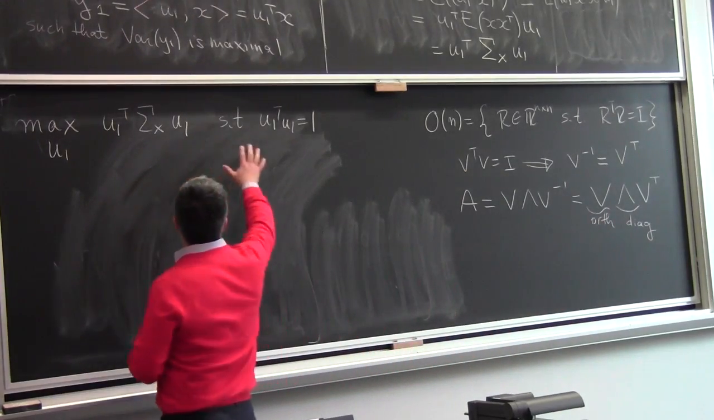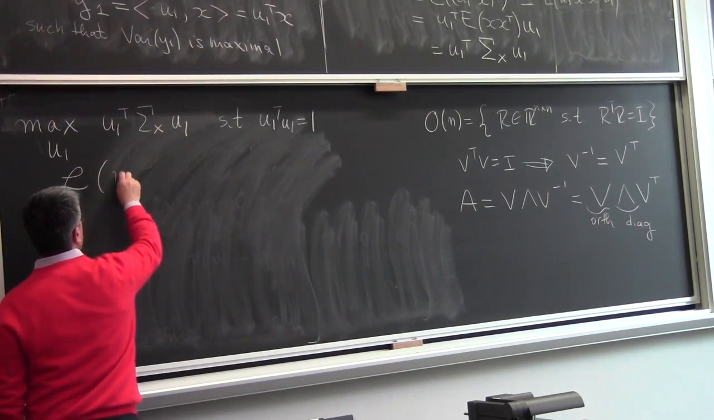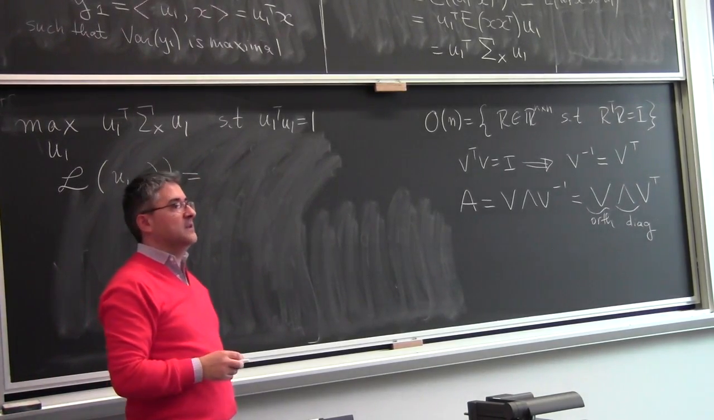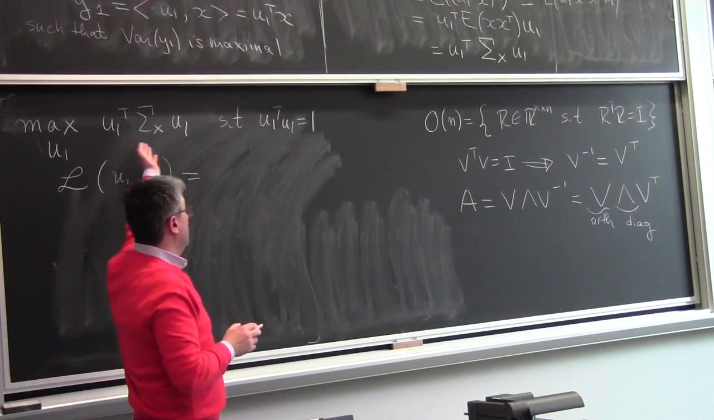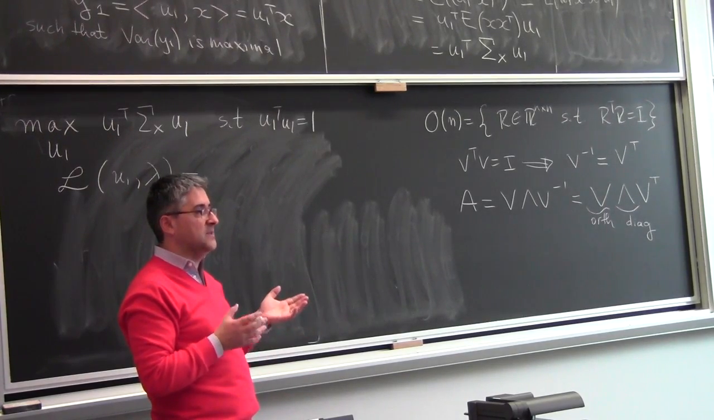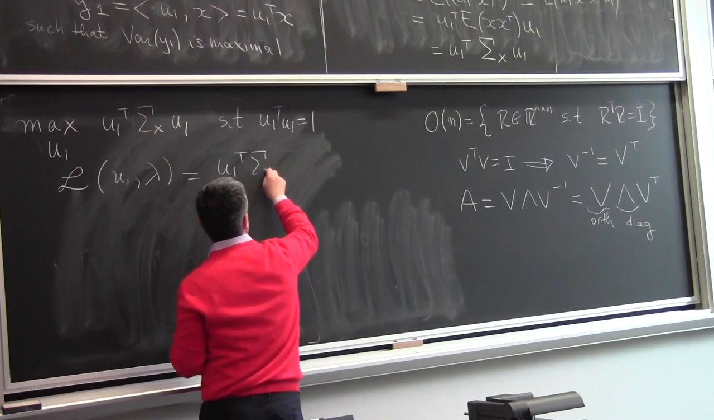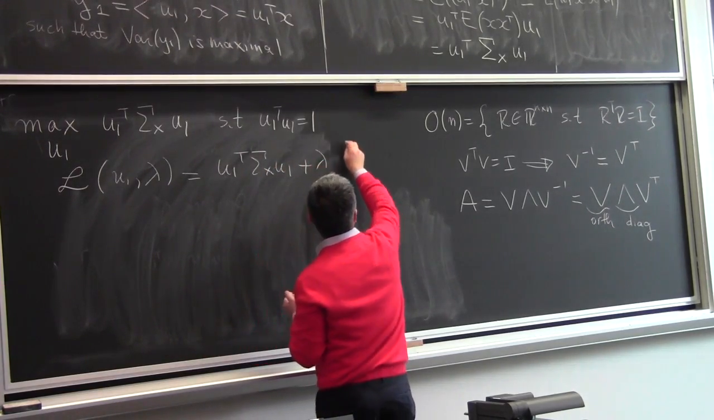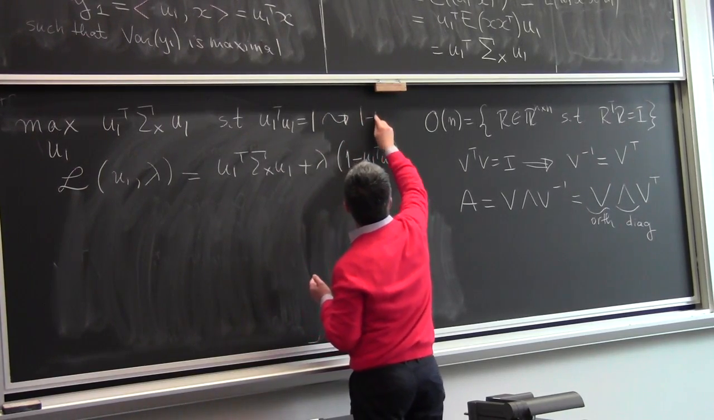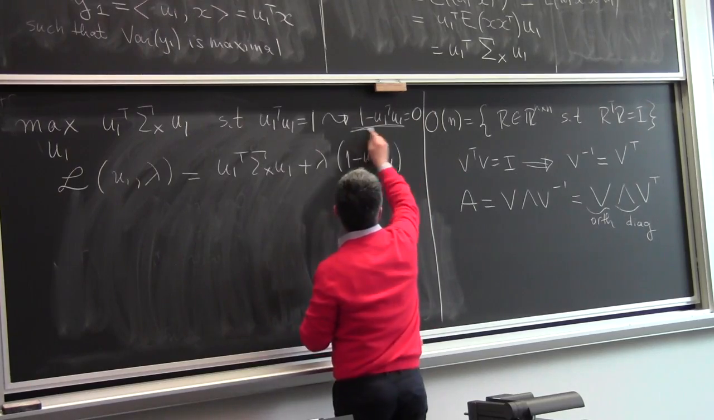So what do we need to do? We convert the optimization problem that has a constraint into an unconstrained problem by writing the so-called Lagrangian. Always just memorize the following thing. This is the objective, and this is the constraint. The Lagrangian is always the objective plus lambda times the constraint. So this is going to be the objective, U1 transpose sigma x U1, plus lambda times the constraint, except that they like to write the constraint as something equal to 0. So this constraint is the same as 1 minus U1 transpose U1 equal to 0. By the constraint, I mean this thing right here.